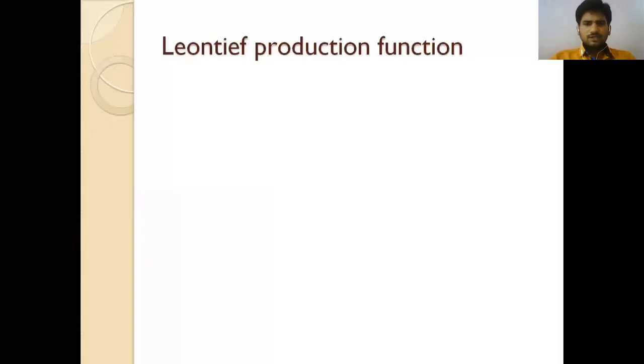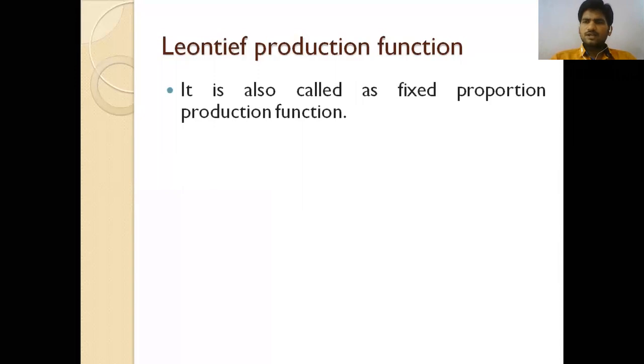Then we have the third production function, the Leontief production function. What is this function? The first one we saw was the variable proportion function, the second was the Cobb-Douglas function, and the third one is also called the fixed proportion production function.